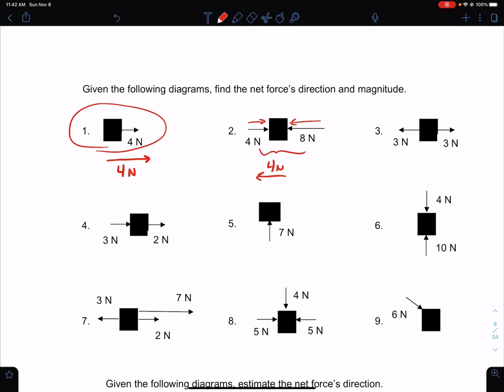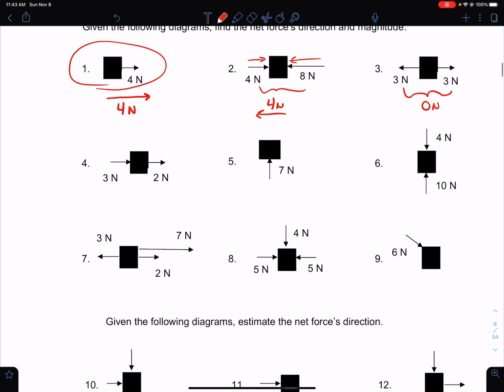Number three, the net force between these two is 0 newtons. Now we can't say that this object would be stationary because we don't know what the velocity is. Since the net force is 0, all we can say is it's going to continue doing whatever it's doing. Number 4, we look at the net force between these two. We have a total of 5 newtons that's going to act to the right.